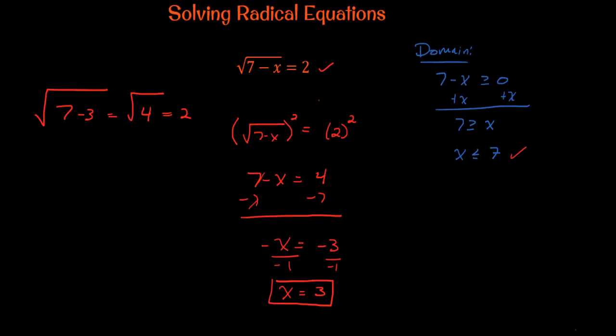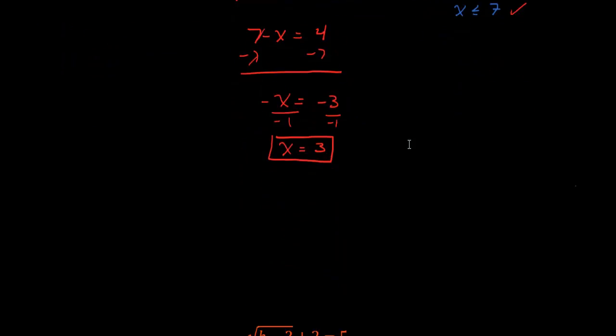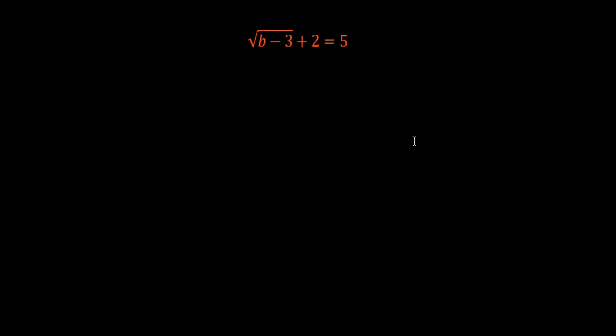Again, we're performing the same operations. We have the radical isolated on one side. We perform the operation that is opposite of that root, and whatever we do to one side, we do to the next. Let us go ahead and continue with this example.